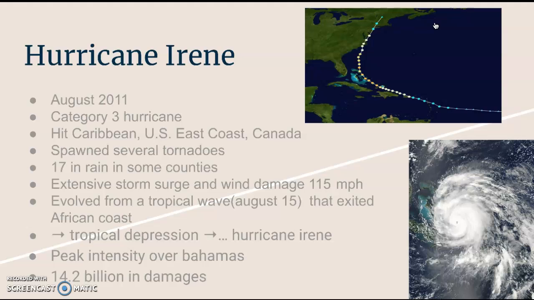So following that diagram, it evolved from a tropical wave that exited the African coast and then went up and did that curve with the strongest area being those orange spots, which was the peak intensity over the Bahamas. And it was thought that it was $14.2 billion in damage.